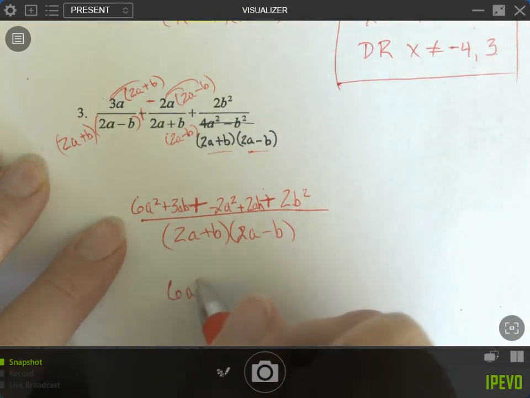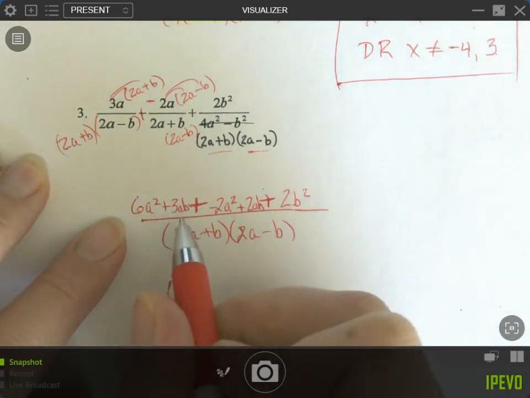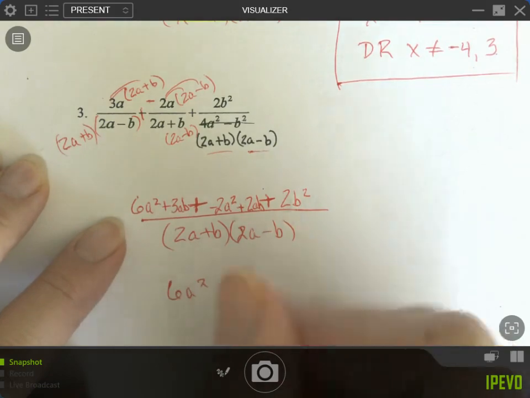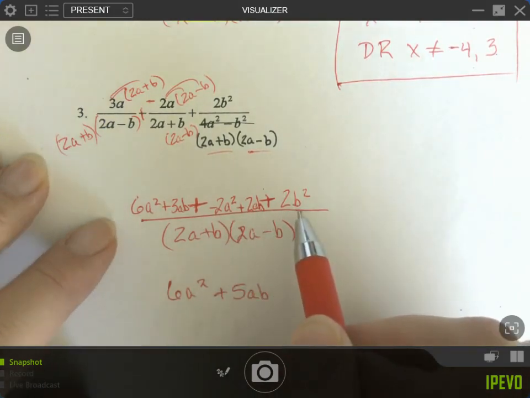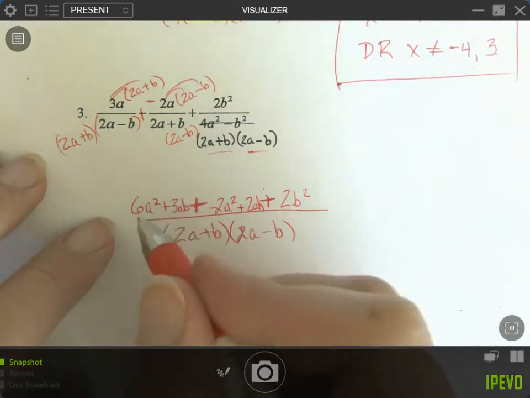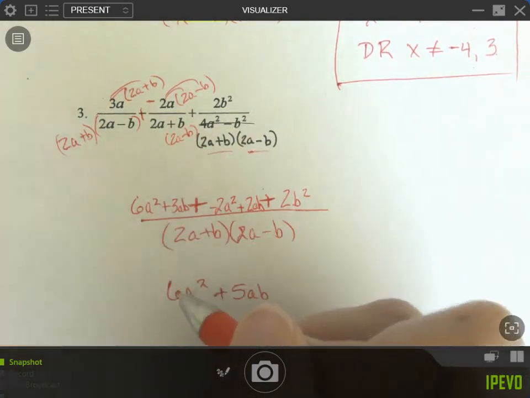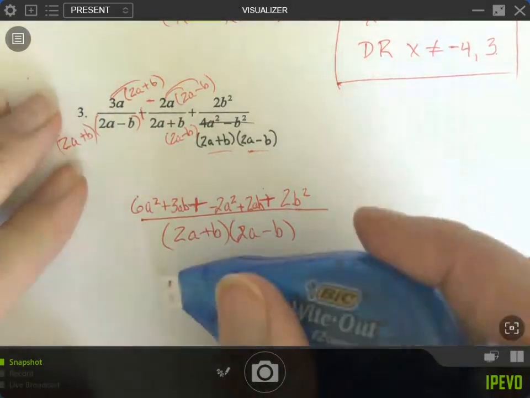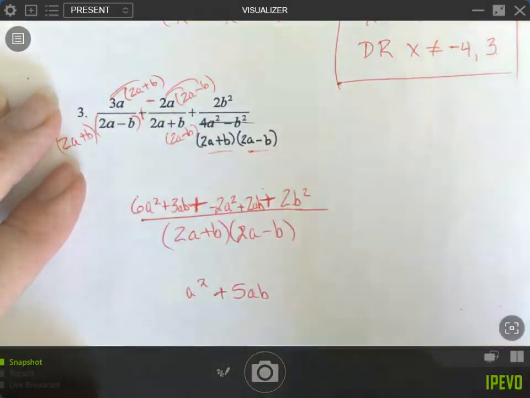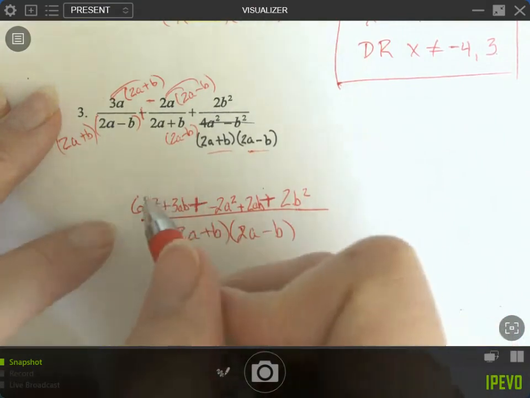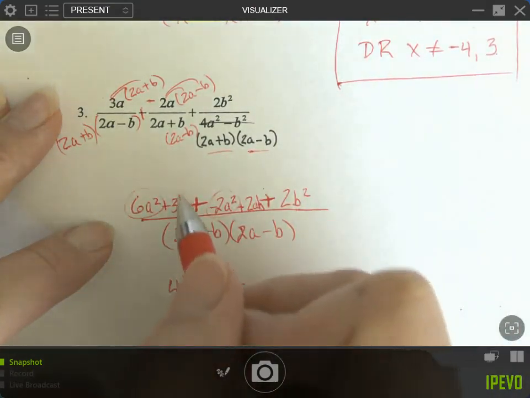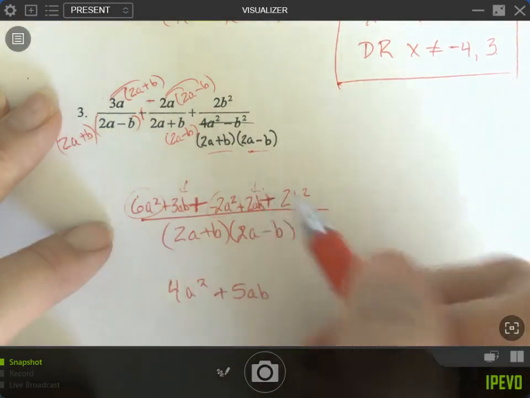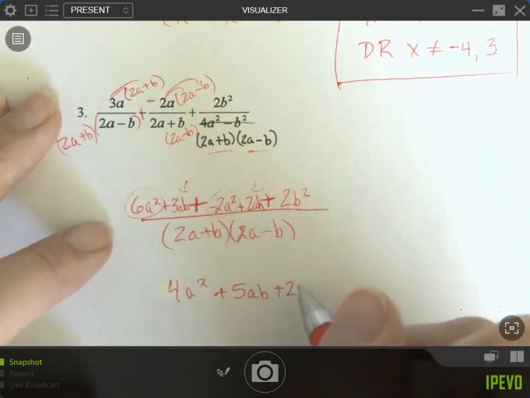So I have a 6a squared. I have a 3ab and a 2ab, which is 5ab. And then I have a negative 2a squared and a 2b squared. Oh, so I missed that. 6a squared and negative 2, this should be a 4. So let me fix that. All right, so there it is. 6a squared and negative 2a squared is 4a squared. Here are my like terms here. And last is this plus 2b squared.